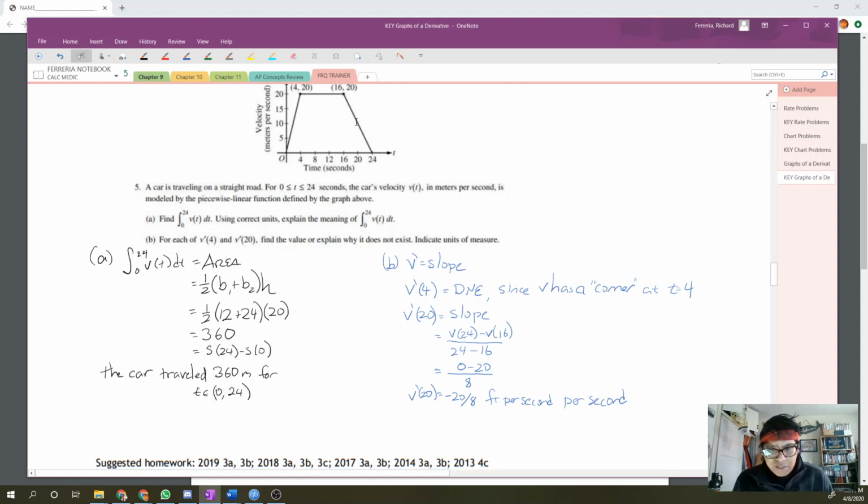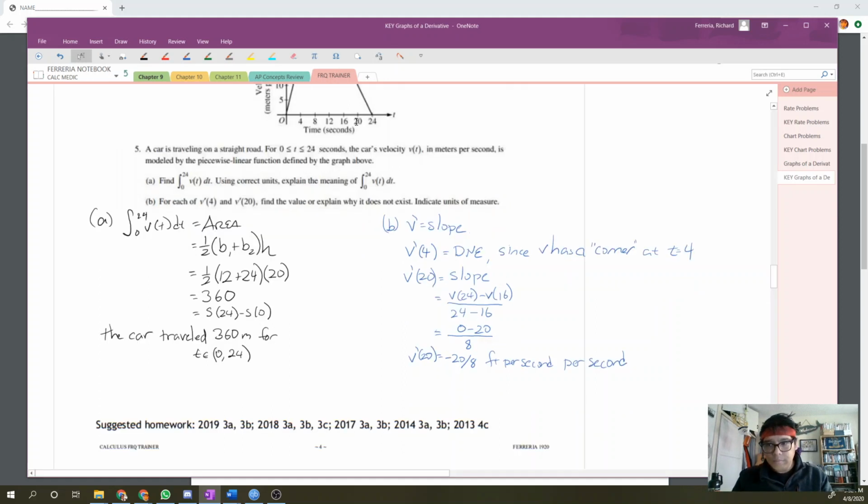Did you think I was going to simplify that or something? No, not necessary. And units here, that's feet per second per second. I strongly discourage you, as I always have, I strongly discourage you from writing this as feet per second squared. While that is a valid interpretation if we're talking about physics, we're talking about the change of the rate per second. So it is a change in the rate per second.